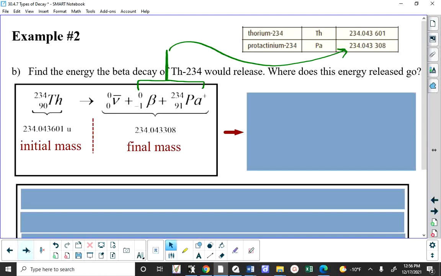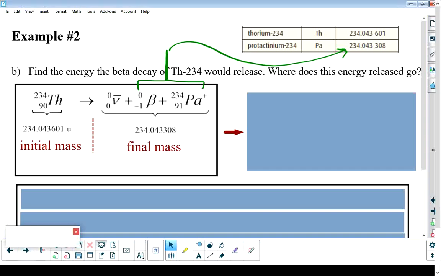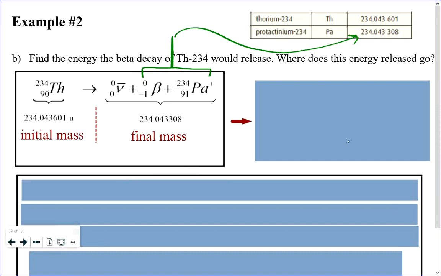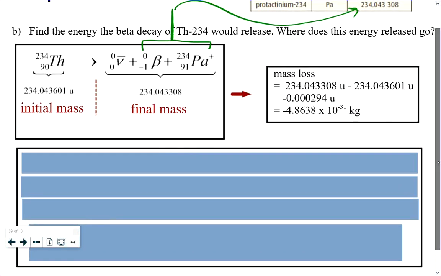All we have to do is subtract these two masses. And you'll want to follow along on your calculator and make sure you're getting the same numbers as I am. I'm sure you will. I mean, I know these numbers are right, but you want to make sure that you're getting the same numbers.